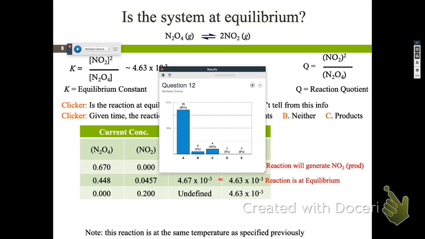Fantastic. What's another way to say that? Another thing we can say. Our Q is larger than our K. We also have no reactants. We know at equilibrium we have both. So all those are fine ways of thinking about it.